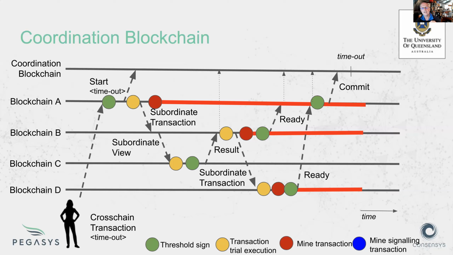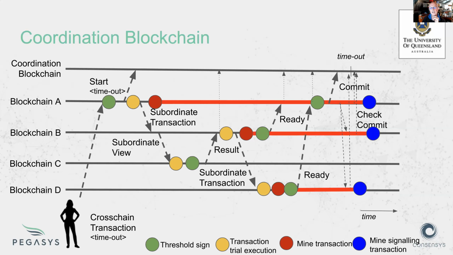And at that point, the validators on the originating blockchain threshold sign a commit message. And then that commit message goes into the coordination contract on the coordination blockchain. And then it fires off a message to all the other blockchains saying, hey, you should check commit. Check to see if all the transactions should be committed. And then signaling transactions are sent on each of the blockchains to get the updates to lock in.